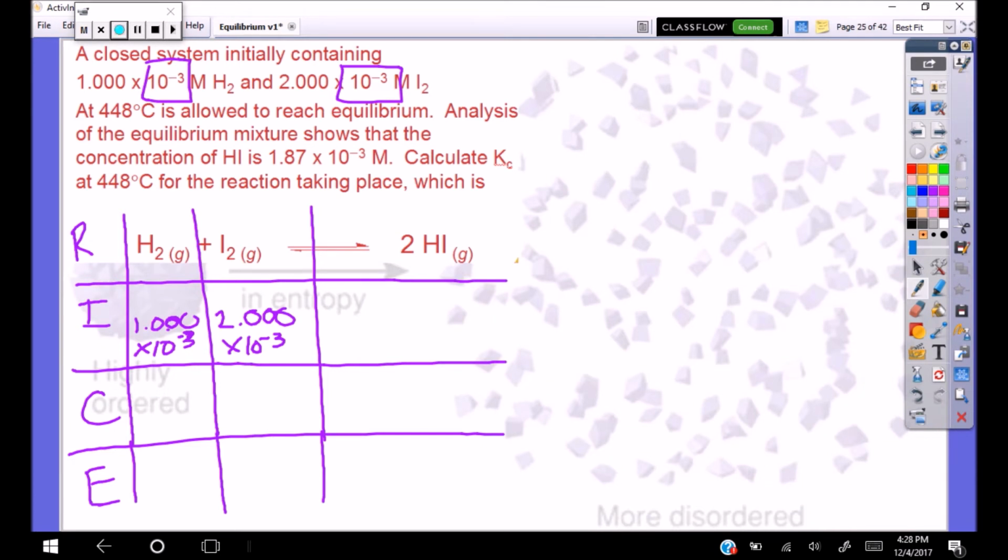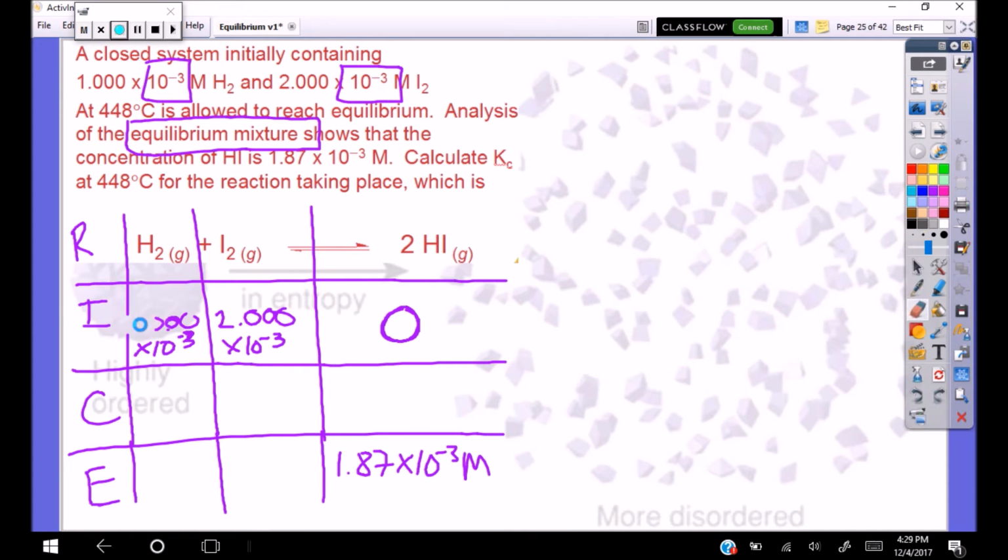And then, this is interesting, they don't actually tell you your initial concentration of HI, they tell you the equilibrium concentration. So that actually goes down here in the E box. Oops, I'm sorry, gotta make sure I get the right number. 1.87 times 10 to the negative third molar. Okay. If they don't give you an initial concentration, we can assume that it is 0. So we don't have any HI to start, but we're making a bunch of HI as we go.